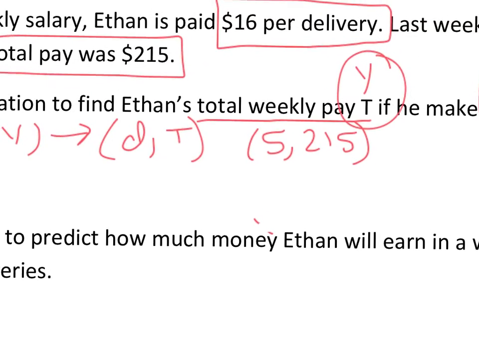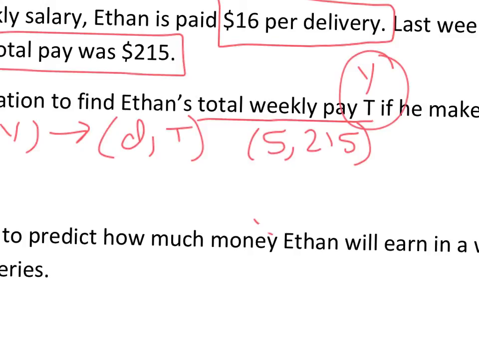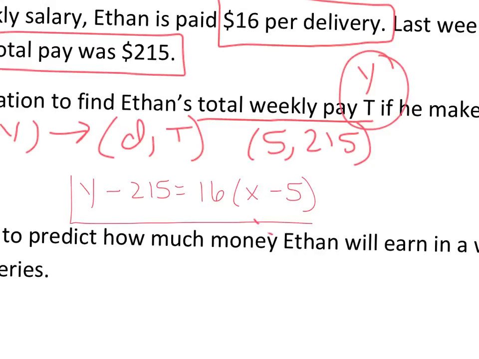Okay? So now when I write this guy out, I'm going to have y minus my y value of 215 equals $16 per, so there's my slope, and then x minus 5. Now, since it didn't specify which one, I'm going to go ahead and leave it just like that and count this as my final answer. If you were to go ahead and distribute, that would be fine as well.